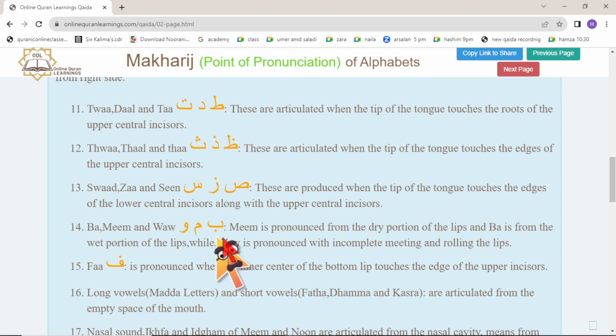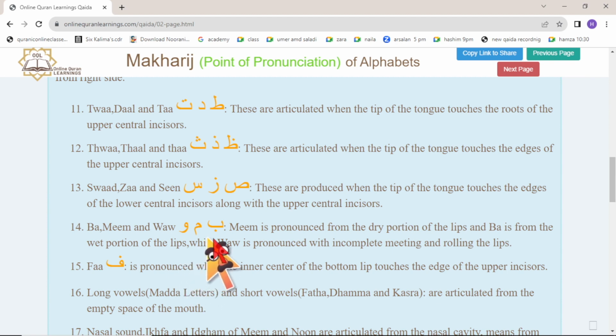After that, next ones are ba, meem, wow. So the letter meem is pronounced from the dry portion of the lips and ba is from the wet portion of the lips, while wow is pronounced with incomplete meeting and rolling of the lips.